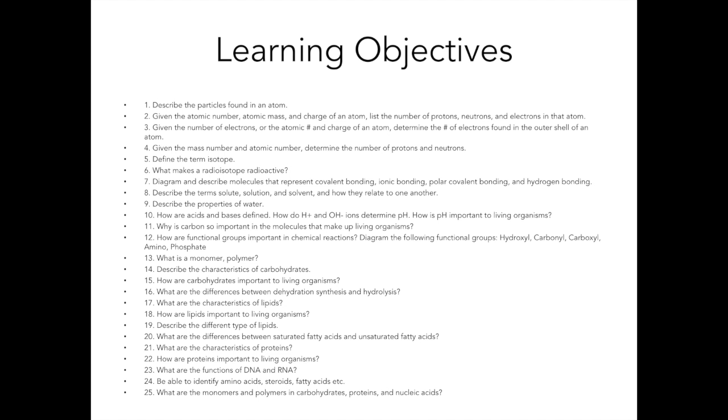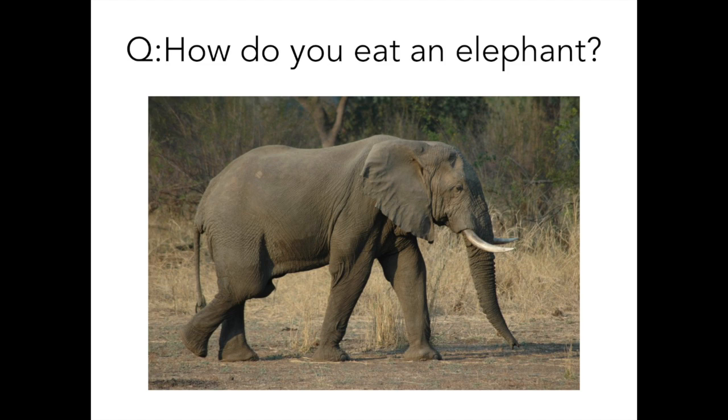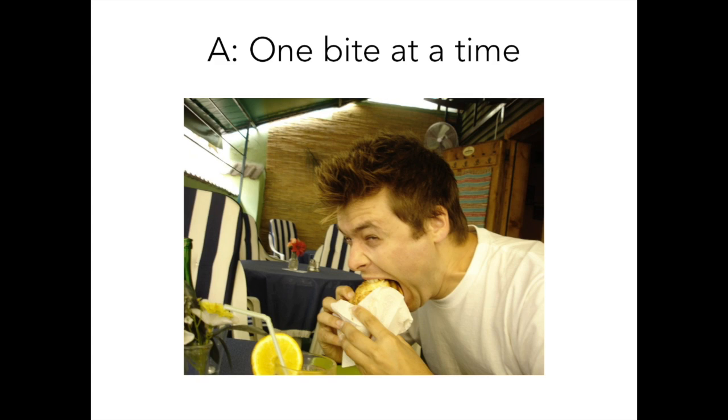Learning objectives. Oh my goodness, this is a lot, isn't it? 25 different learning objectives for one chapter. This is the most, and we're going to break it down because, as you may have been told before, if you were ever asked, how do you eat an elephant? Maybe you've heard the answer already, but the answer is one bite at a time. So we're just going to take this one in a few smaller size bites.